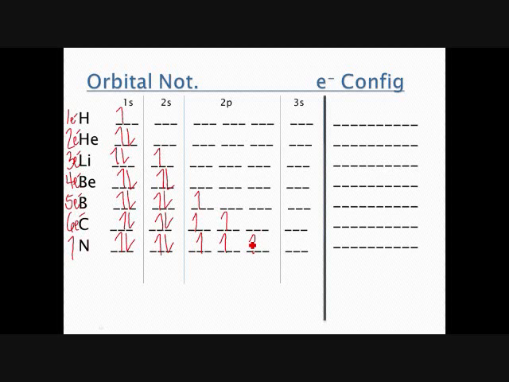Okay, so let's take a second and fill this in. Don't worry about that other column right now. We just need to fill in the first column.